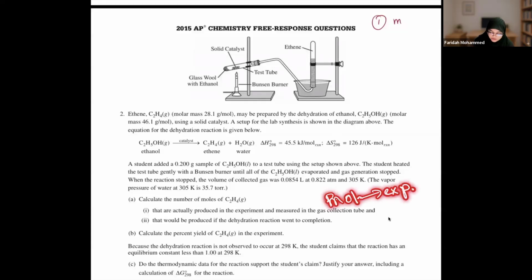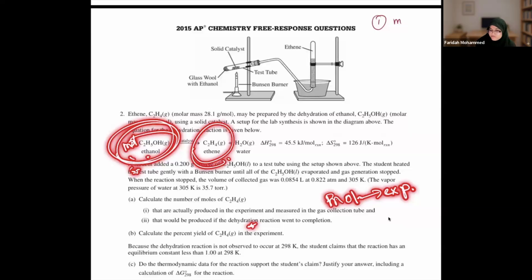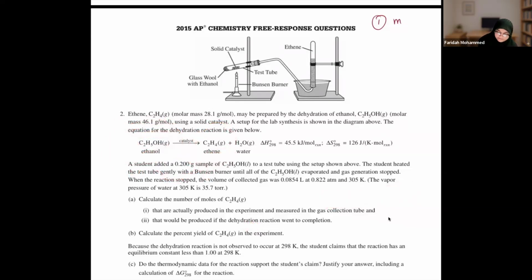For the theoretical, it's basically what you would get if you're producing 100%. So how would you know? For the theoretical, you always start from the reactant. You go from moles of this, use the mole ratio, and get to the moles of the other one. That's how you go from grams of this, to moles, and then moles of the other one. So this is how you get it.